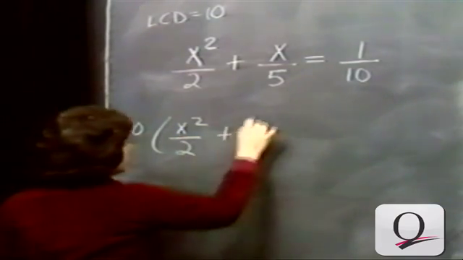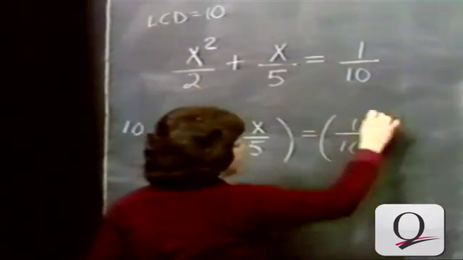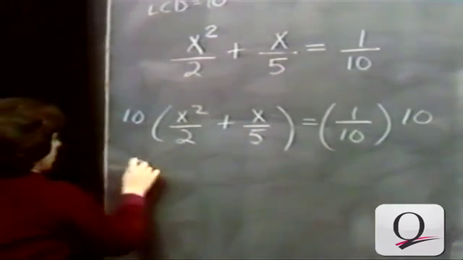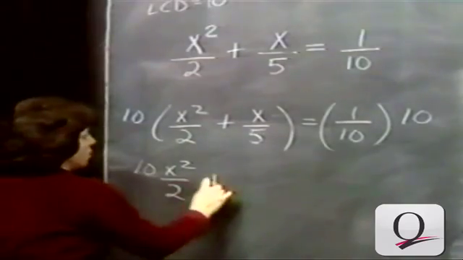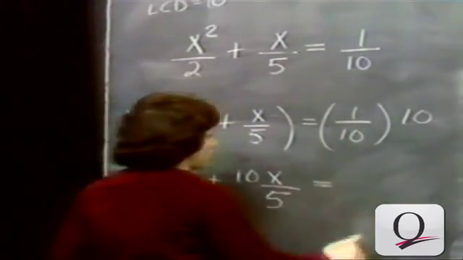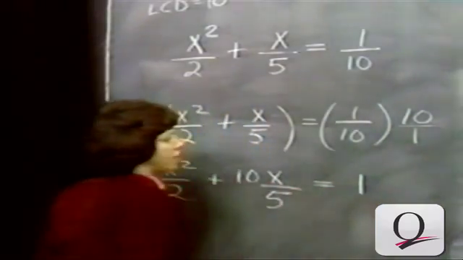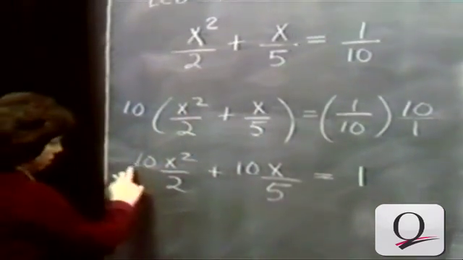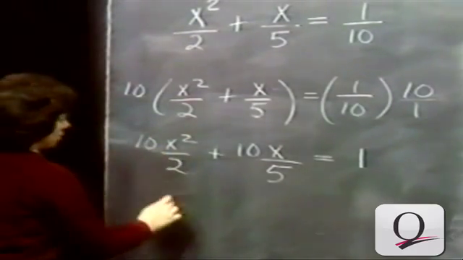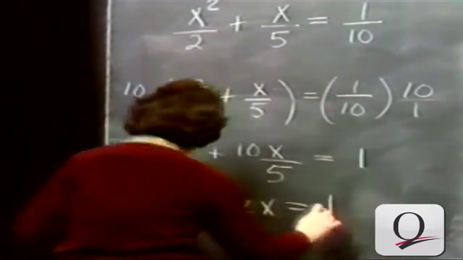Let's multiply both sides of the equation by 10. x squared over 2 plus x over 5 is to be multiplied by 10, and also 1 over 10 is to be multiplied by 10. Now we distribute the 10 through the parentheses. We get 10 x squared over 2 plus 10 times x over 5 equals 10 times 1 over 10, which is just 1. Remember, 10 is really 10 over 1. Now, the 2 goes into the 10 five times, leaving you 5x squared plus 2x equals 1.